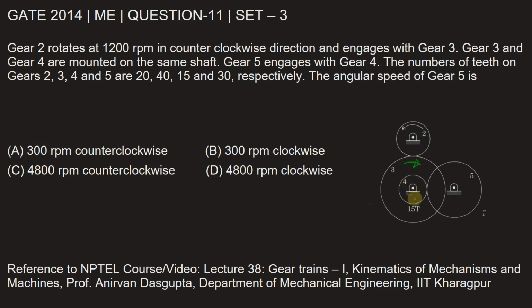They are on the same shaft. They cannot rotate in opposite sense. As 4 is rotating clockwise, 5 will now rotate anti-clockwise. So we have the answer as 300 RPM counterclockwise or anti-clockwise, that is option A.